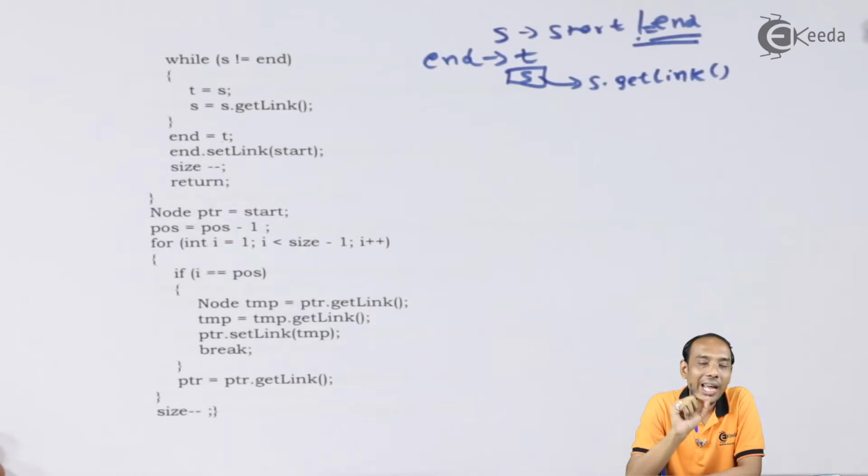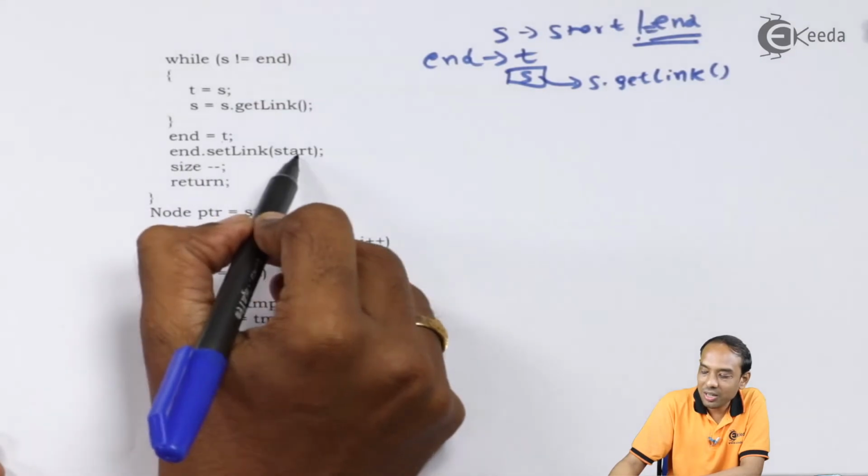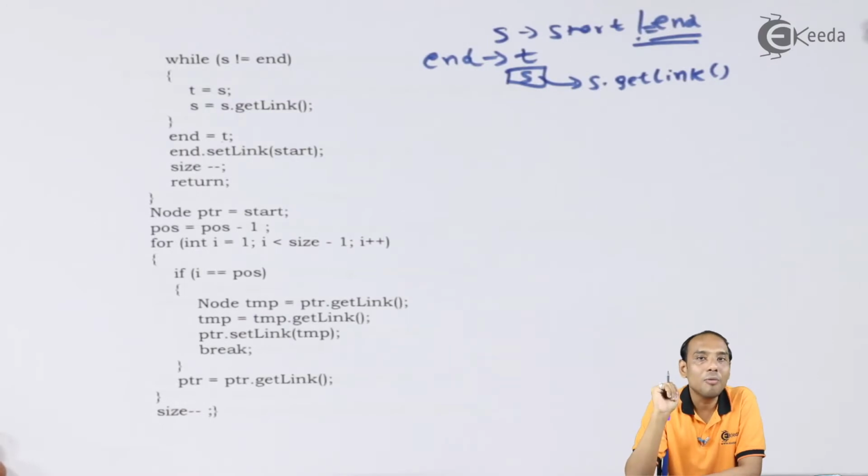So we are writing n dot set link in round brackets, and you are going to write start. So n dot set link start. Clear? Now I need to delete the node, so I need to decrement the value of size. How do I decrement the value of size? By writing size minus minus. Once your node is deleted, your size is going to decrement by 1. That's why I'm writing size minus minus.